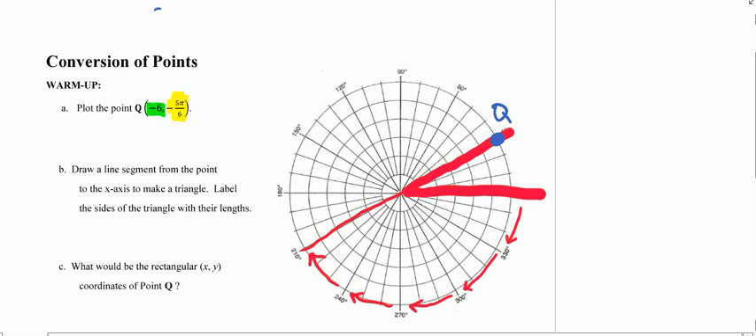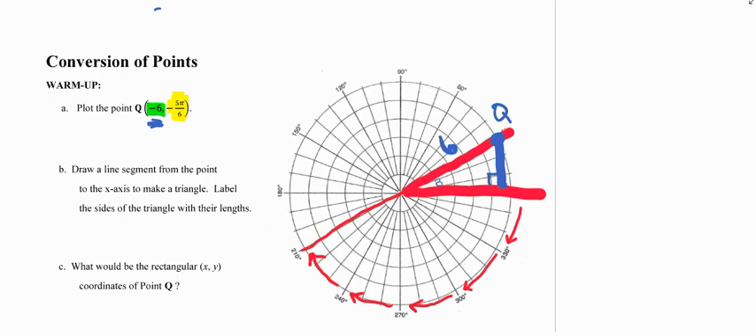Moving on to part B. Draw a line segment from point Q down to the x-axis. I'm going to be a little more specific about that and say I want to draw that in such a way that it forms a right angle with the x-axis, and then label the sides of the triangle with their lengths. So the one thing I know from plotting the point here is that my radius has length of 6. So I'm going to come up here and label this with a 6.